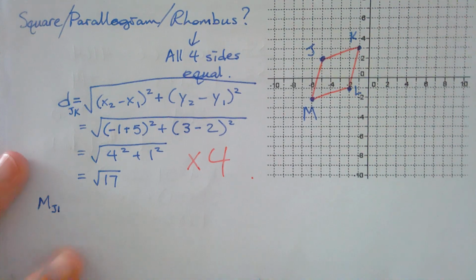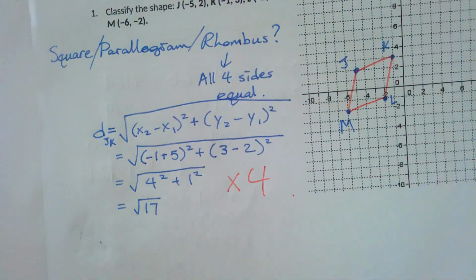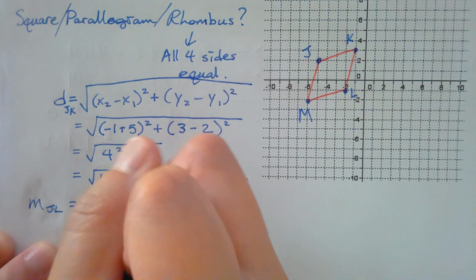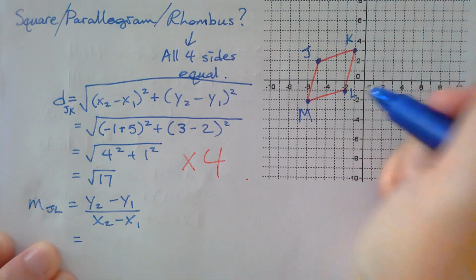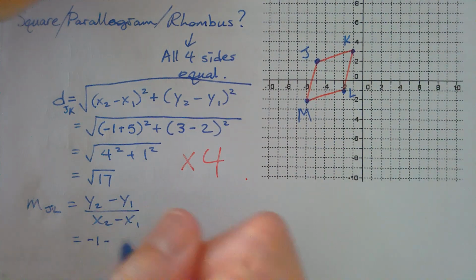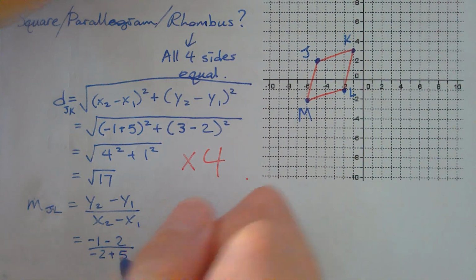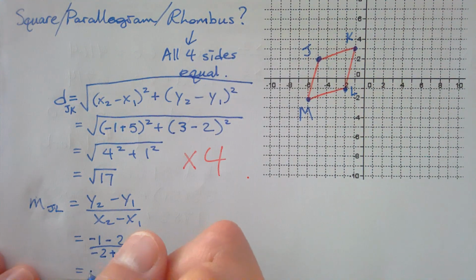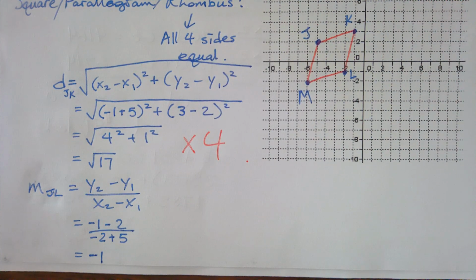Actually, no, I would do slope first. Okay, so slope of JL. So y2 minus y1 over x2 minus x1. Make sure you're using the right coordinates. So -1 minus 2 over -2 minus -5. And I get -3 over 3, which is -1. When I divide it out, I get -1.